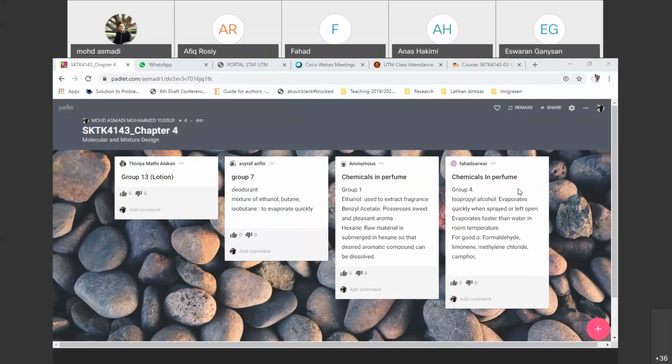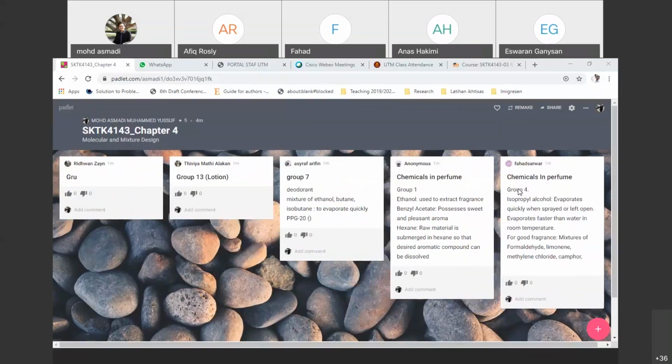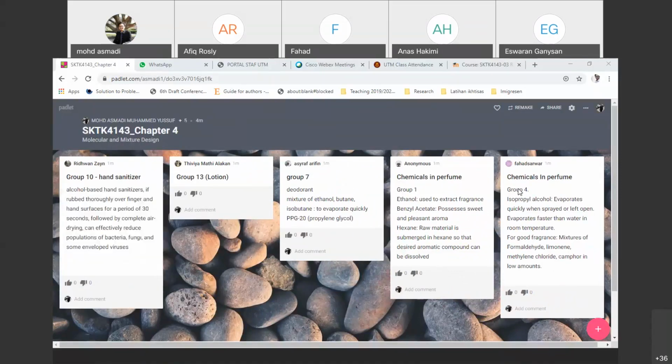Group one: ethanol used to extract fragrance, yes. Benzyl acetate possesses a sweet and pleasant aroma. Hexane: raw material is submerged in hexane so that the desired aroma can be dissolved. Is it they're using hexane? Can you confirm this one, Group one? Hexane is quite dangerous also, but I'm not sure in terms of the percentage. I think it's a very low percentage.